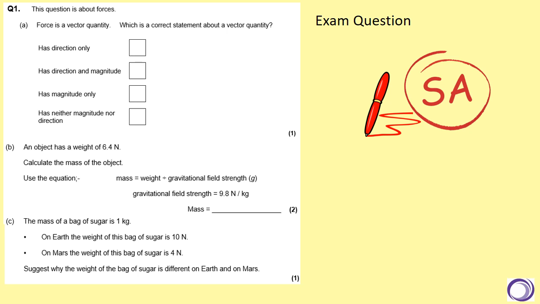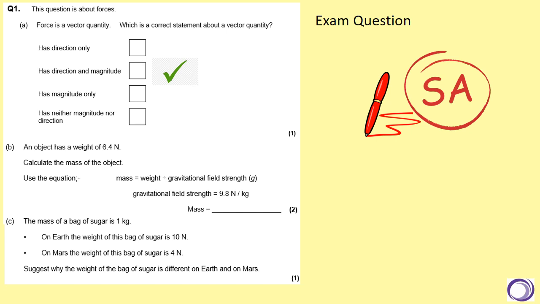Right, self-assess it, yourself a mark out of 4. We should be looking at getting 3 or 4 marks on this one. First question. Force is a vector. Which of the correct statements about vector quantity? It's got a direction and a magnitude. That's what vectors are. So it's got a number, that's the magnitude, and we have to say which way it's acting. 1 mark for that. Make sure you've only ticked 1 box.